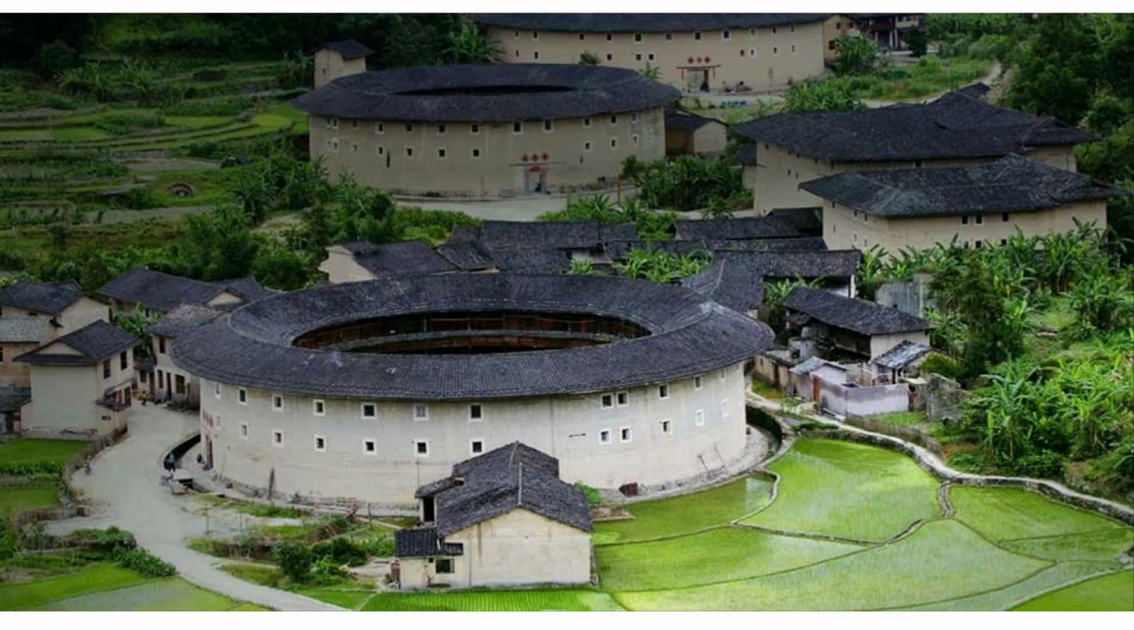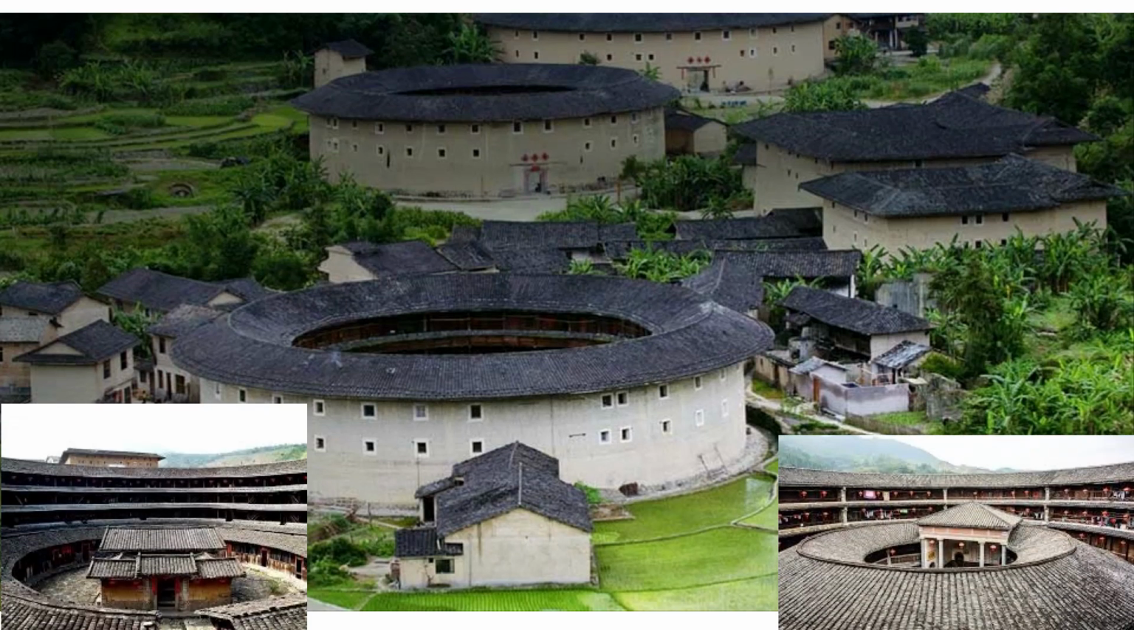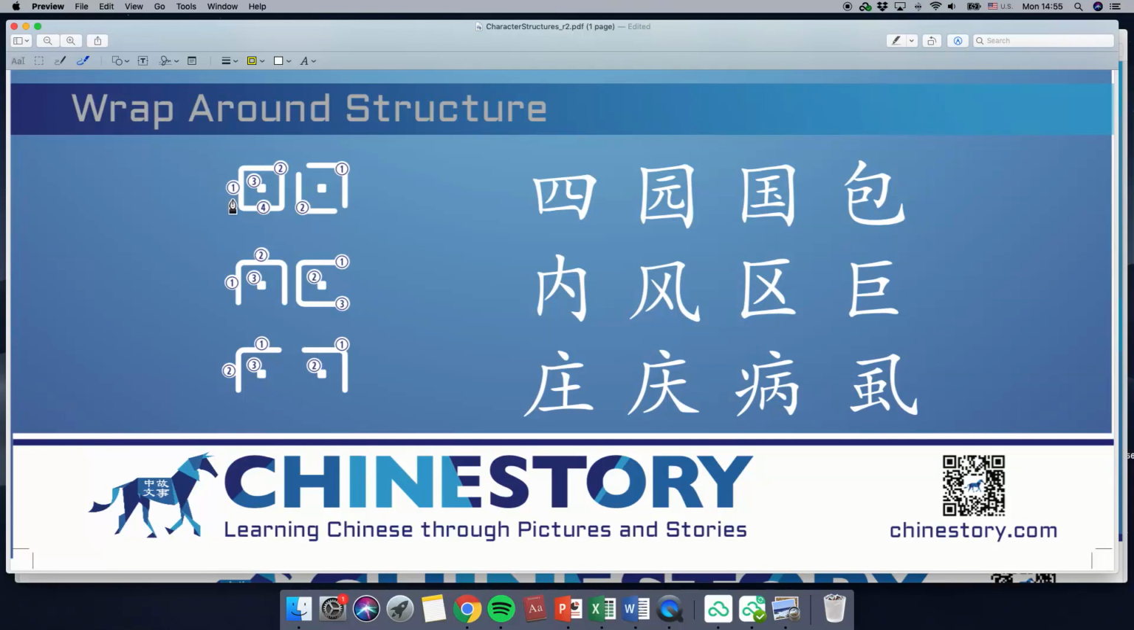Wraparound structure. Think of it as a courtyard or Zen garden. The outside fences and gate wrap around the inside yard or garden. You may not see this type of architecture in your daily life, but one of the UNESCO heritage sites, Hakka Earth Building in Fujian Province, China, also features such a wraparound structure. So a wraparound structure can be either fully enclosed with a tiny opening, or semi-enclosed with just one side open or half open. Let's dissect some examples.